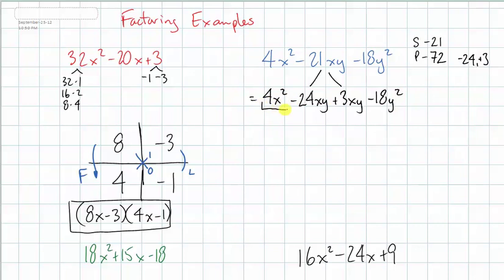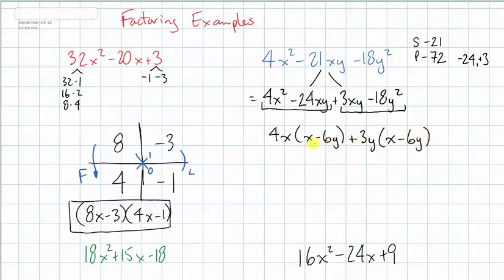Now what I'm going to do is look at the first two terms as a group. Together they have 4x in common and they have a remainder of x minus 6y. Now let's look at the second group. They have 3y in common and they have a remainder of x minus 6y, as long as I make that a positive that I withdrew.